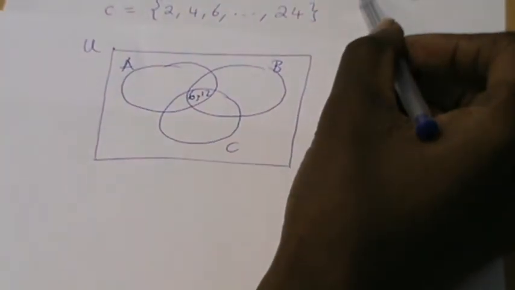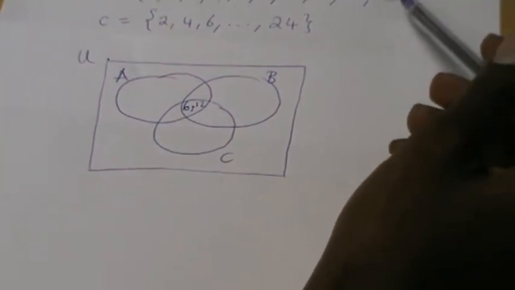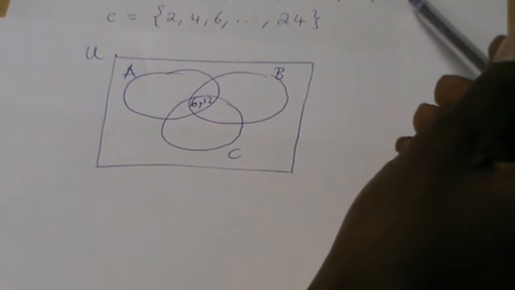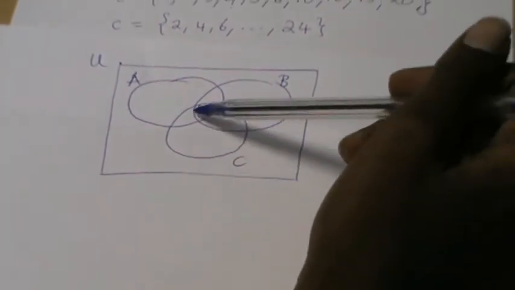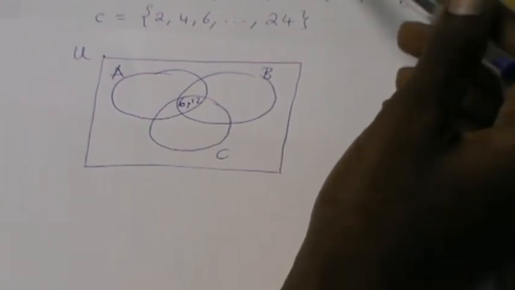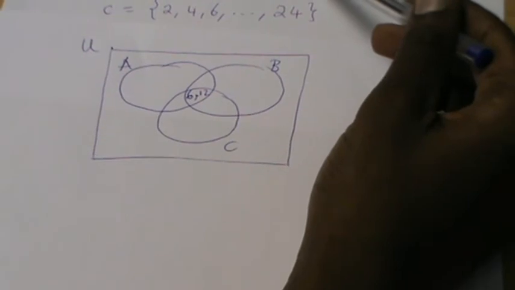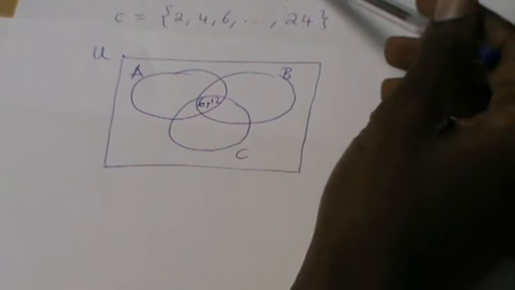15 is a multiple of 3, but it's not a multiple of 2. Then 20 is a multiple of 2 but is not there. So the only numbers in this intersection are 6 and 12. So in A and B, I'm looking for numbers that are multiples of 3 and also factors. So I need numbers that are in these two.